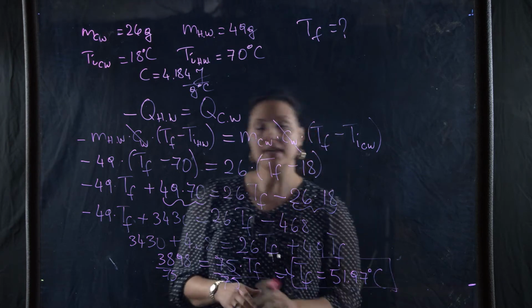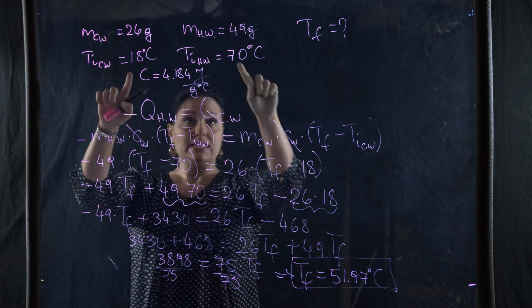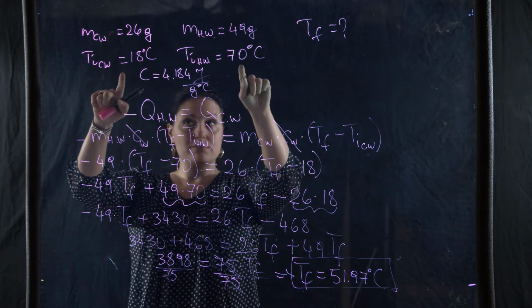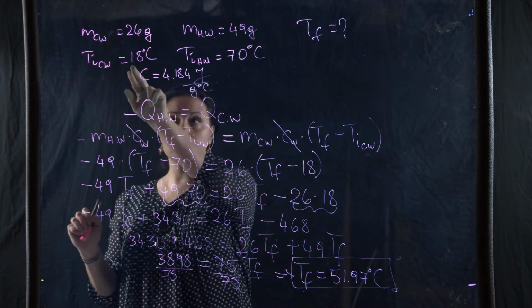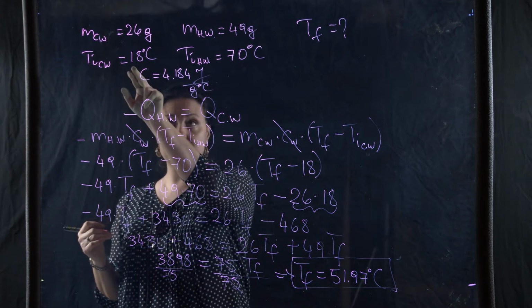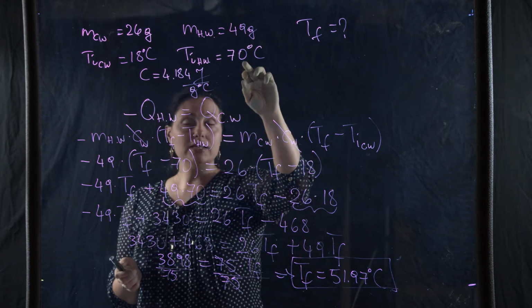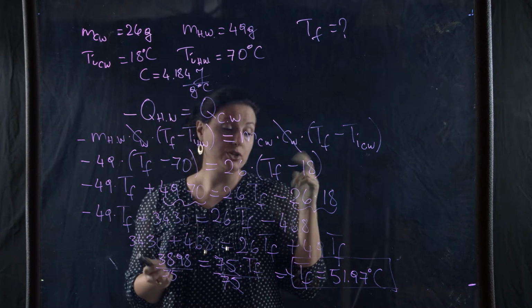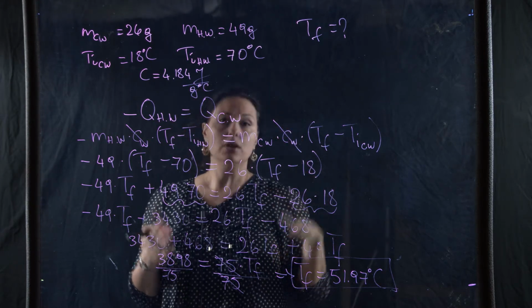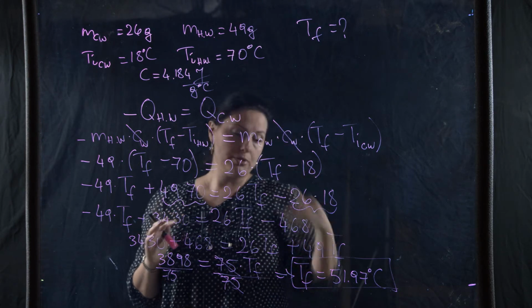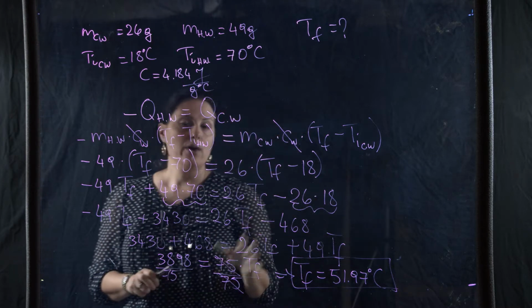Now I can stop and think about it a moment. Does this answer make sense? Yes, because it is in between my initial values for the hot and the cold water. It is higher than the initial temperature of the cold water, which it should be because this water gained heat, so it increases in temperature. And it's lower than the 70 degrees of the hot water, which is true because the hot water loses heat, so its temperature drops, which it did. Okay, I will erase this.